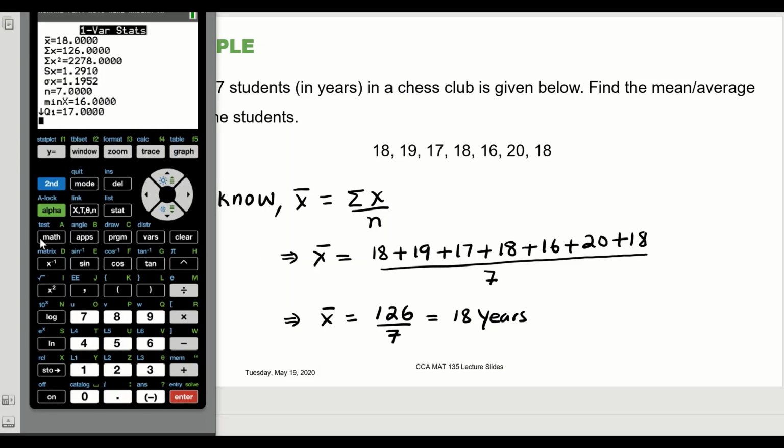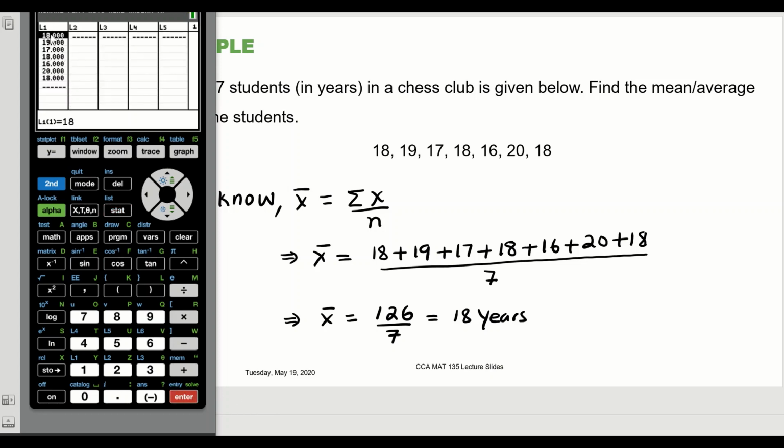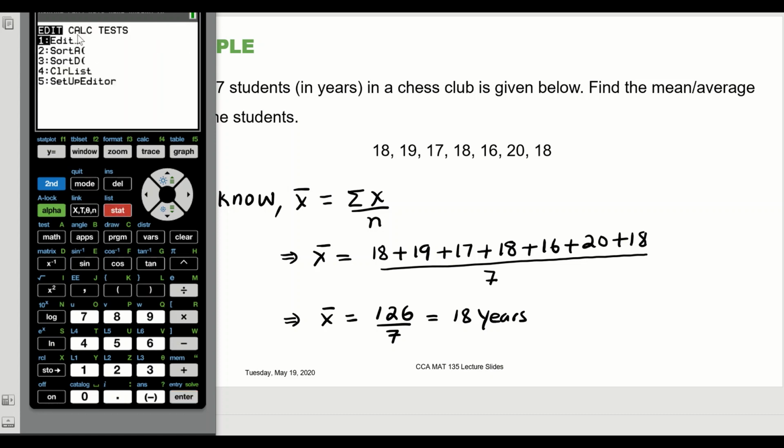On the TI-84 calculator, we go to Stat, and then you can see under the Edit menu, we have number 1. Select that, enter, and in list 1 you enter the data: 18, 19, 17, 18, 16, 20, and 18. Once you enter the data, it's stored in your calculator. Then you go to Stat again. This time you go to Calc, and select number 1.